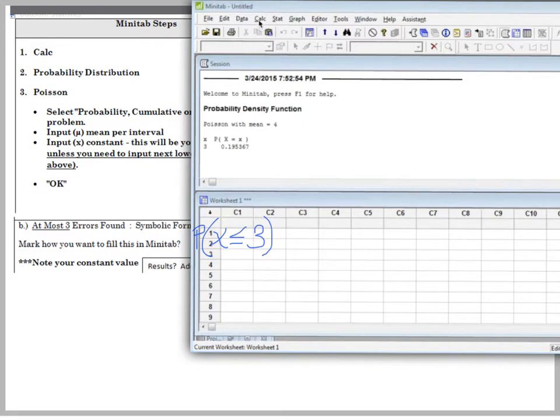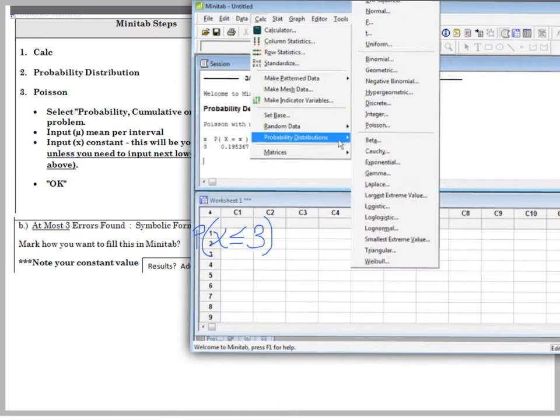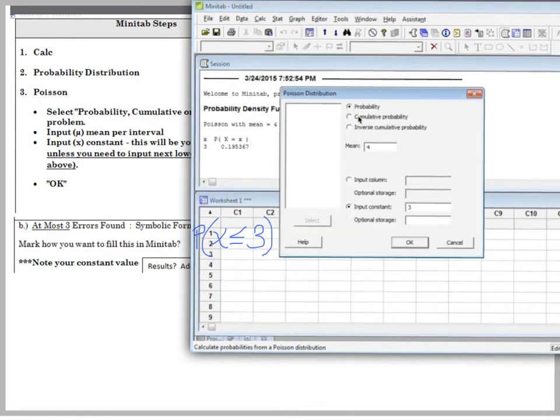We want to go back under Calc and probability distributions again, and go back to Poisson. And this time we're going to look for cumulative probability, so change the bubble. The mean stays as 4, and the input constant stays as 3. And the reason it stays as 3 is because we are looking for less than or equal to 3. We don't need to change that value any.